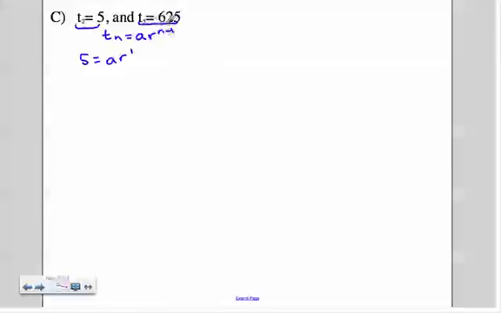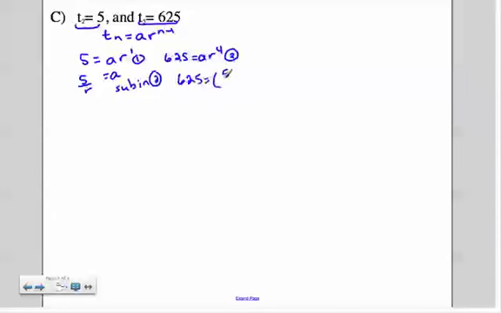When n is 5, the answer is 625. So 625 equals AR to the 4, because 5 minus 1. This gives me A as 5 divided by R. I have two equations, so I'm going to sub into the second equation. I get 625 is 5 over R times R to the 4, which gives me 625 equals 5R cubed. R to the 4 divided by R to the 1: you subtract exponents to get R cubed.